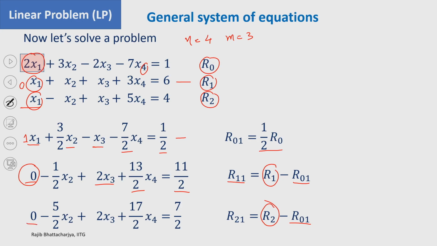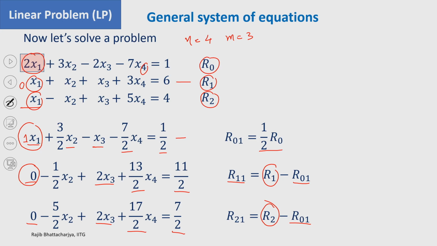So, what am I getting? I am getting 0, then minus 5 by 2 x 2 plus twice x 3 plus 17 by 2 x 4 equal to 7 by 2. So, in this operation, what have I done? I have made the coefficient of x 1 in equation 1 as 1, and for the other equations the coefficient of x 1 is 0. Okay. So, now I can repeat this process.